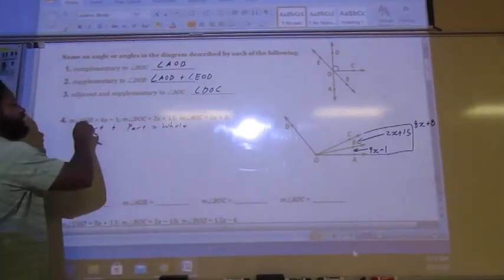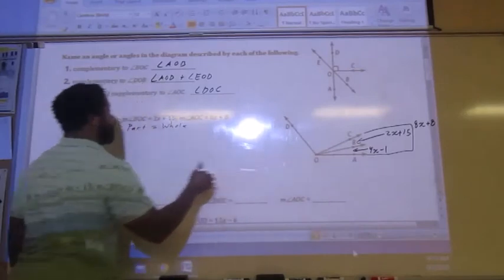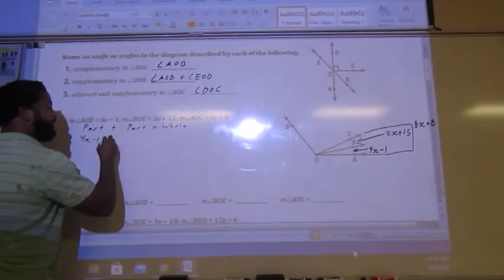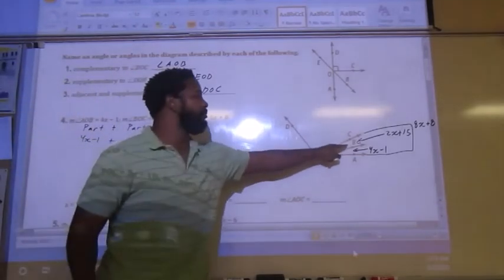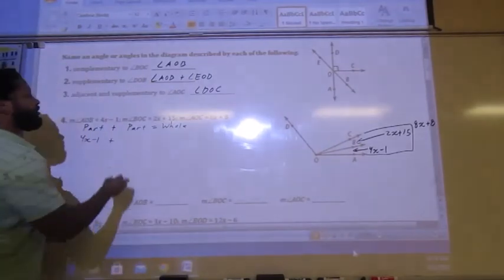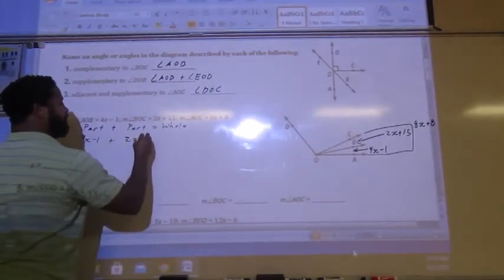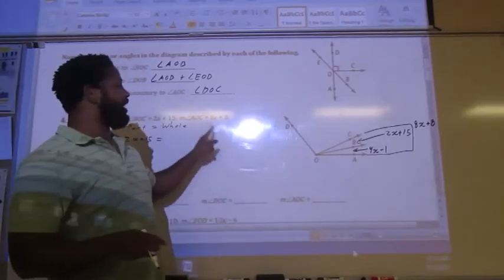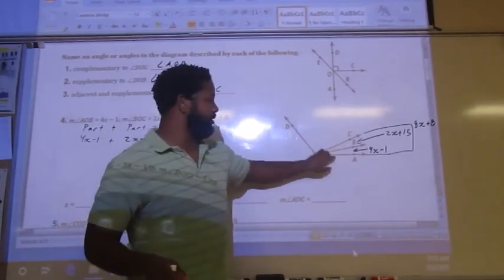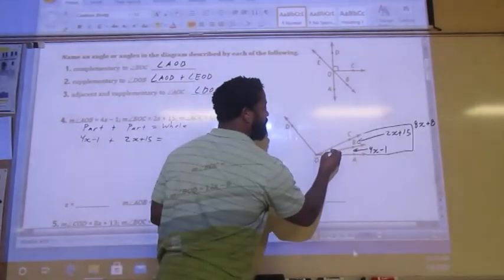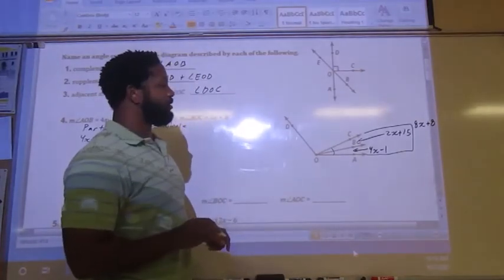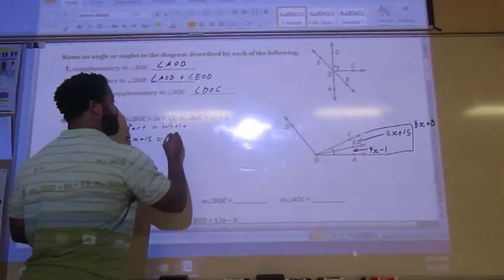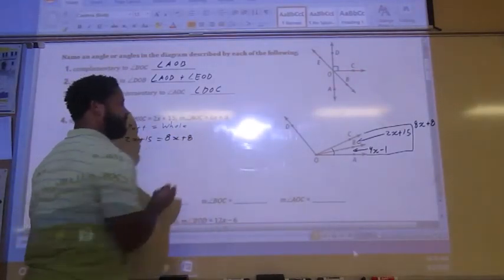Because you have this part right here, AOB, this angle, which is 4x minus 1, plus this part right here, BOC, which is 2x plus 15, is equal to the whole thing, right? Which is AOC, the angle that takes the whole cake, okay? With that whole angle, which is 8x plus 8, okay?